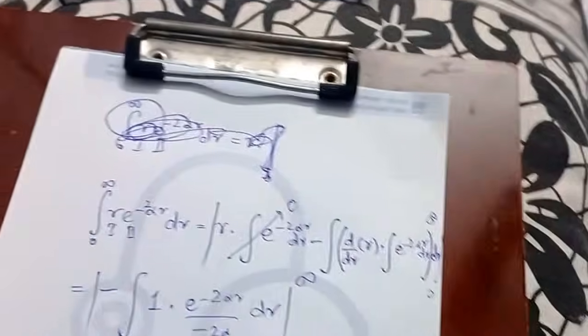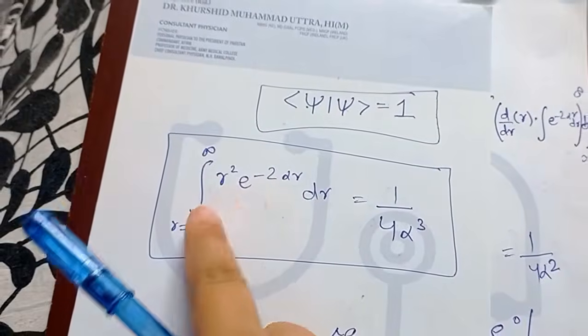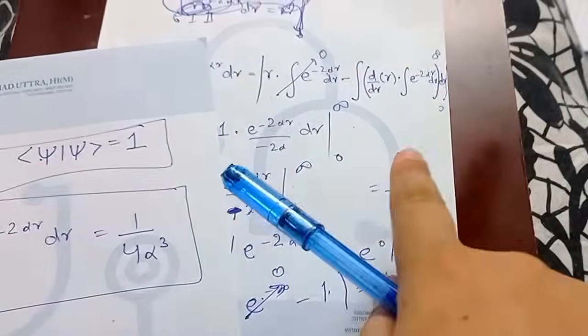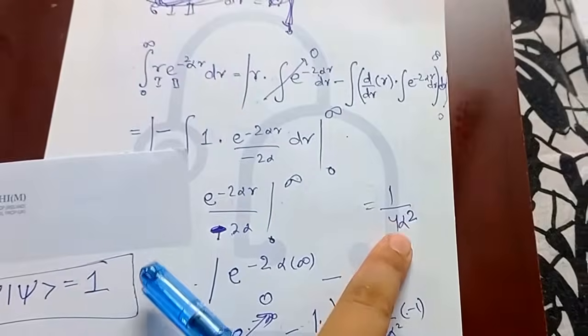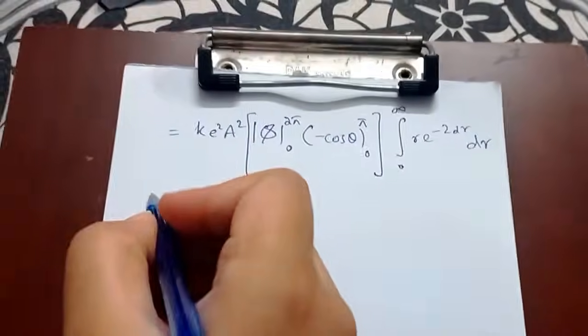In comparison, you can see that when we had r squared here, with the rest of the things the same, we got 2 over 4 alpha cubed. So here when we had only r, we got 1 over 4 alpha squared. You can find a resemblance in the form we got. So let us put it right in here.